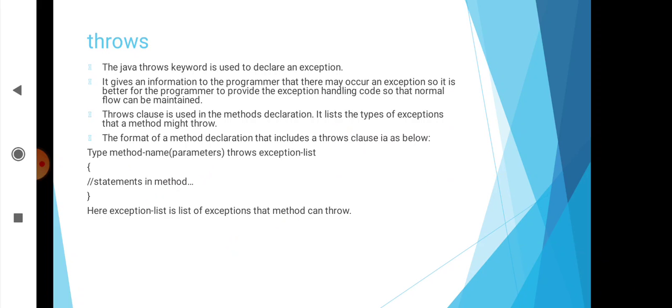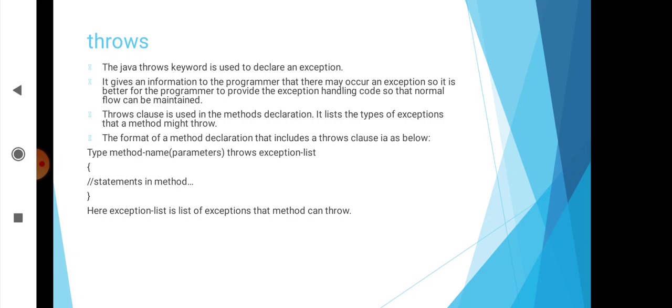Then throws. The basic principle of Java exception handling is that an exception must either be handled by the method in which it is raised or passed along the call chain for another method to handle it. Suppose a method throws an exception that is neither a subclass of RuntimeException nor of Error. That means if it throws a checked exception, then Java requires that the method either handle it or declare it. If the method does not handle the checked exception, then the method must declare it using the throws keyword.